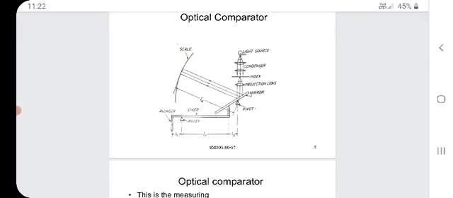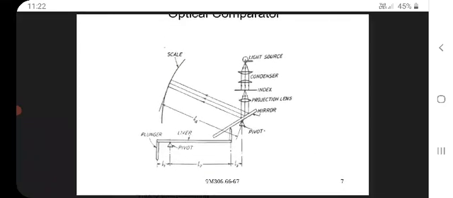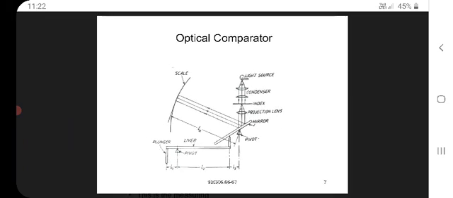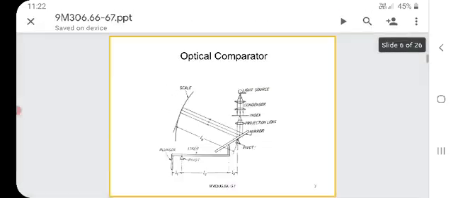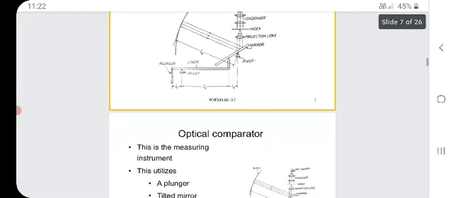See the figure of an optical comparator: light source, condenser, index, projecting lens, mirror, pivot, lever, plunger and the scale. This is a figure regarding the optical comparator.